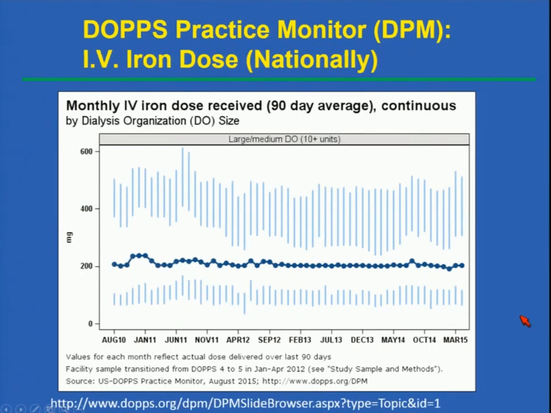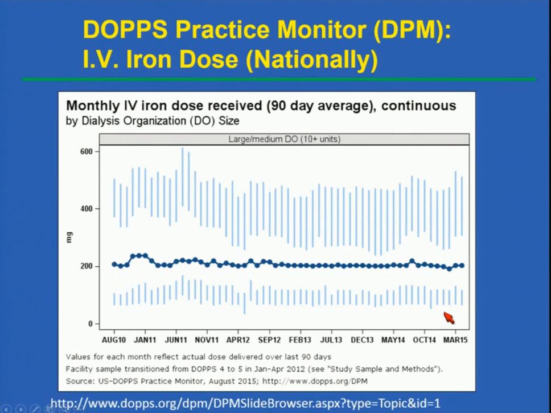If we look at monthly IV iron dose in the same period, you can see there was somewhat of a little blip in late 2010-2011, as many U.S. dialysis facilities were anticipating the onset of the bundle payment, and they were looking at IV iron as an ESA cost-sparing strategy. Of course, IV iron being relatively less expensive than ESAs, the perception was, if we can achieve the same hemoglobin with more IV iron and less EPO, then we can save money that way, and let's do it.